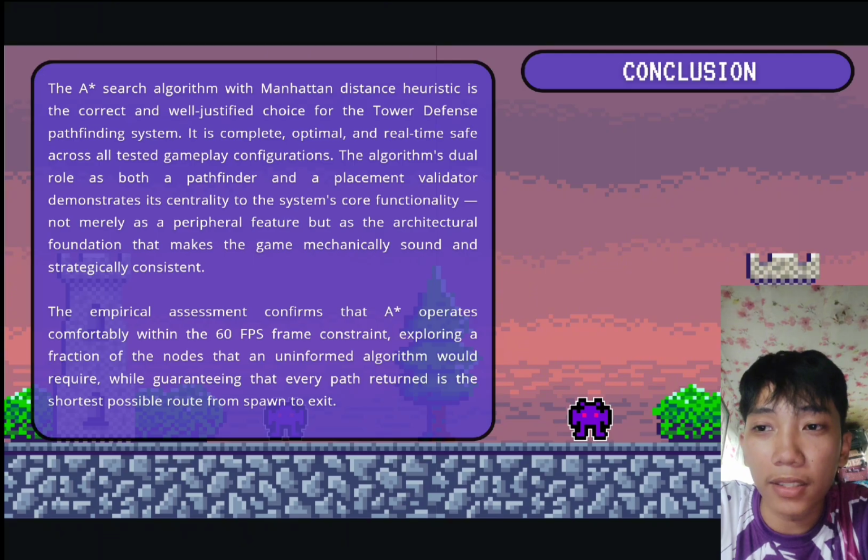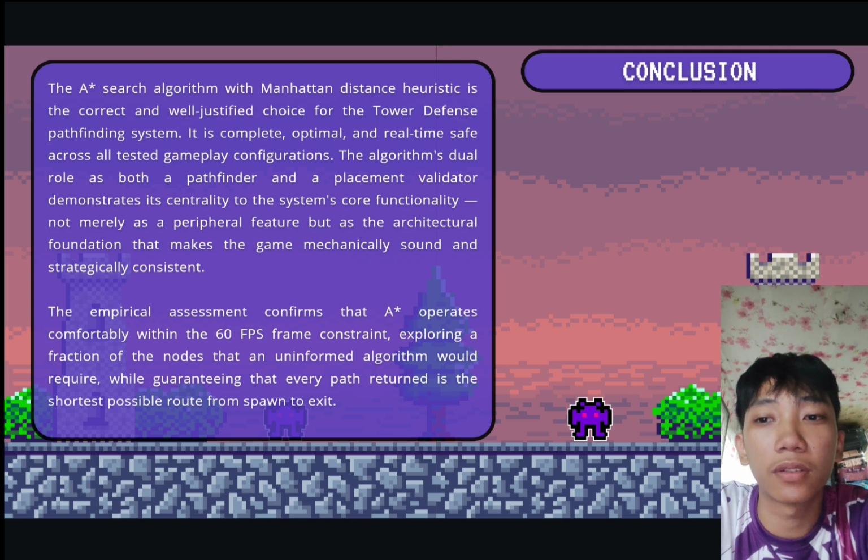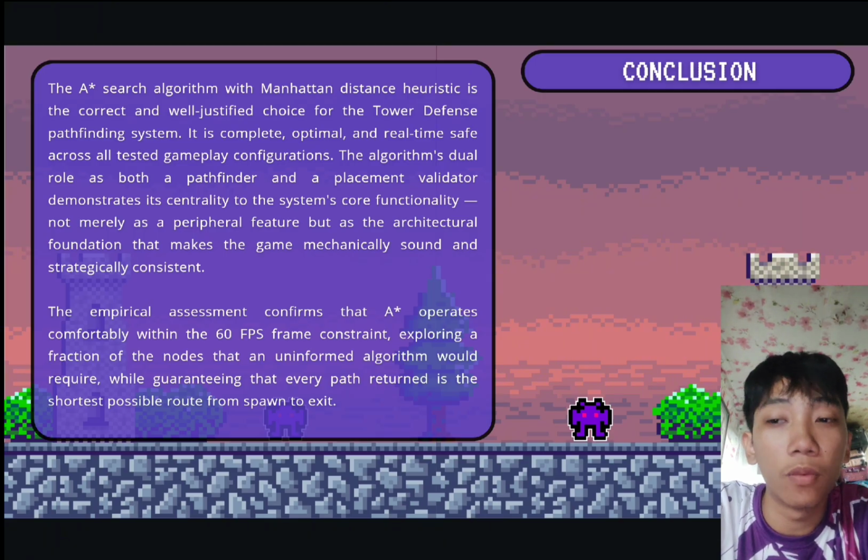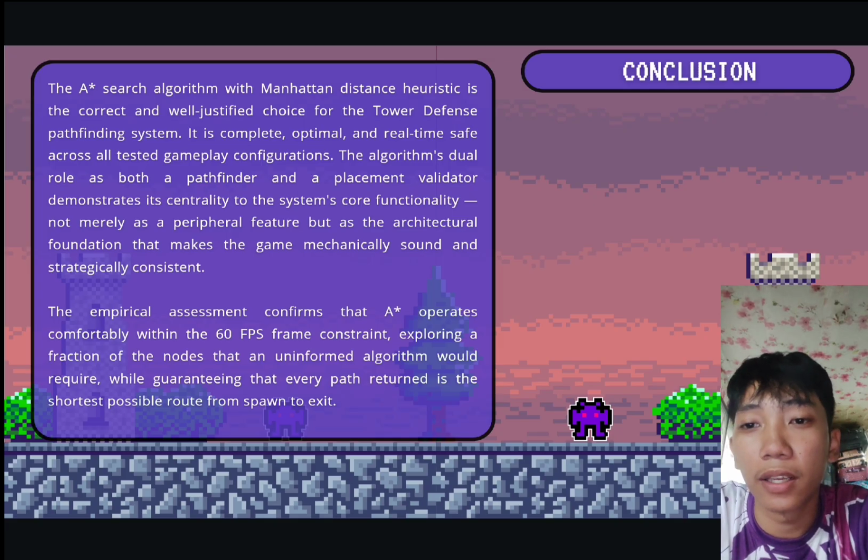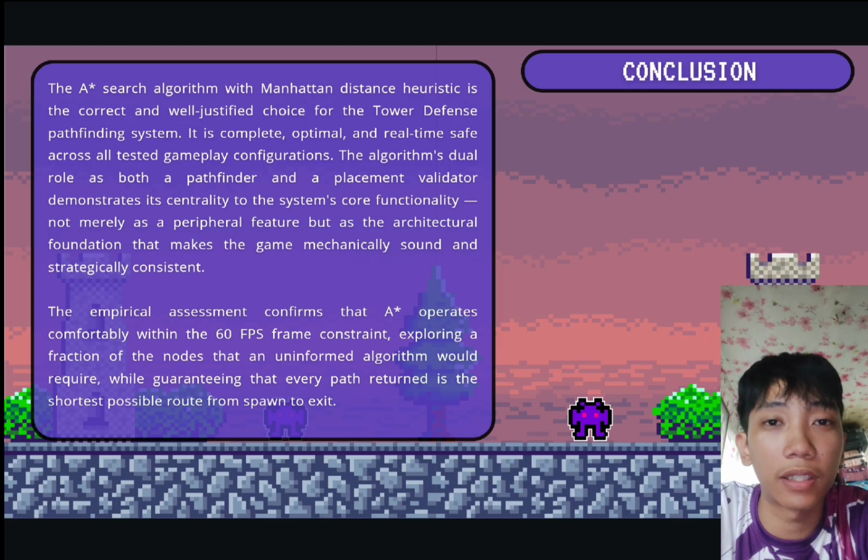The empirical assessment confirms that A-star operates comfortably within the 60 FPS frame constraint, exploring a fraction of the nodes that an uninformed algorithm would require while guaranteeing that every path returned is the shortest possible route from spawn to exit.